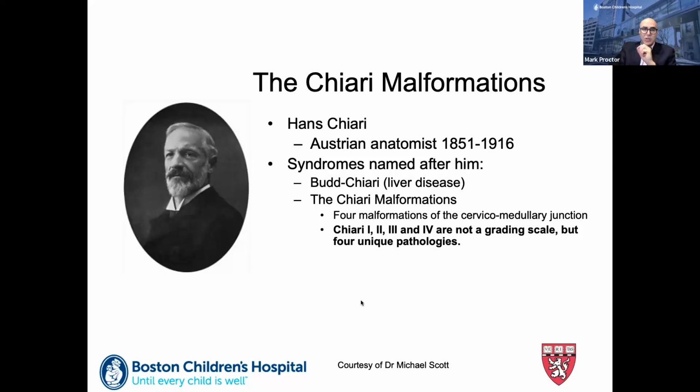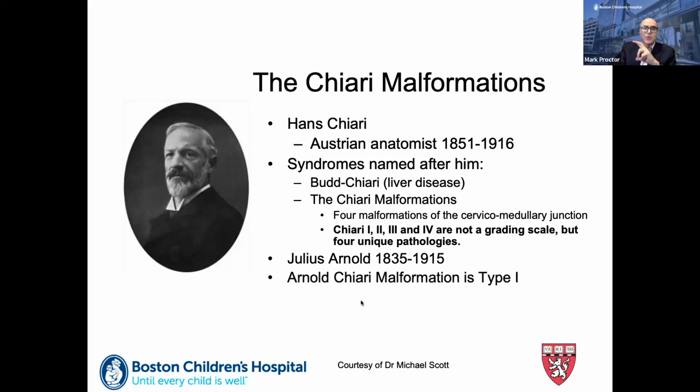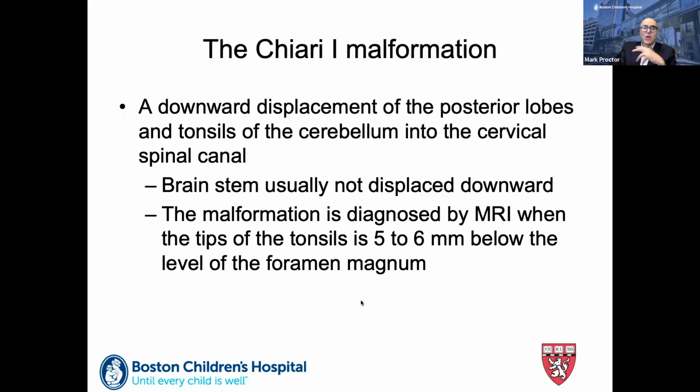So we're going to focus only on Chiari I malformation, also co-identified by Dr. Julius Arnold. So if you hear the term Arnold-Chiari malformation, that's your type 1 malformation. So Chiari I or Arnold-Chiari is what we're focusing on here. And what exactly is Chiari I? It's when the back of the brain comes out beyond the edge of the skull. So the what's called the tonsils of the cerebellum are displaced inferiorly, and they have to be down at least 5 millimeters before you start to call it a Chiari malformation.